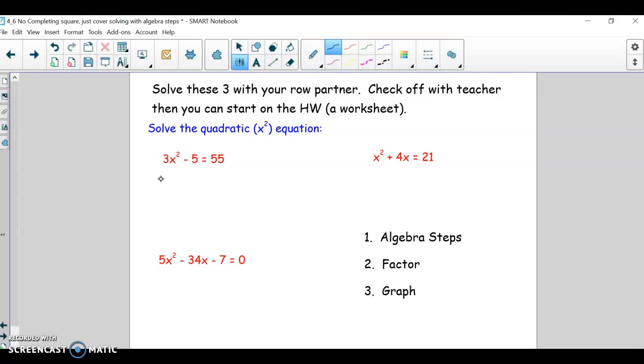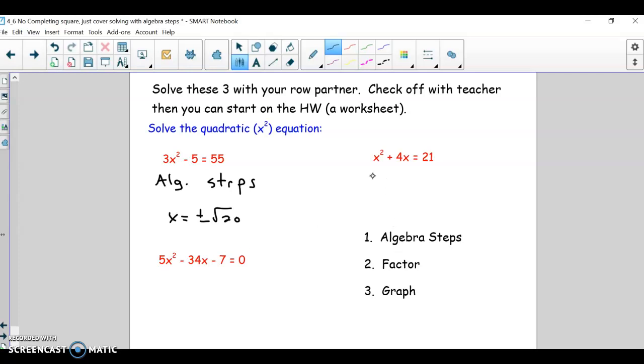All right, so the first one is tailor-made for algebra steps because it has only the x squared in it. You can just add 5, divide by 3, and then take the square root. So that one, you get plus or minus square root of 20 as your answer. That is 4 point something, right?